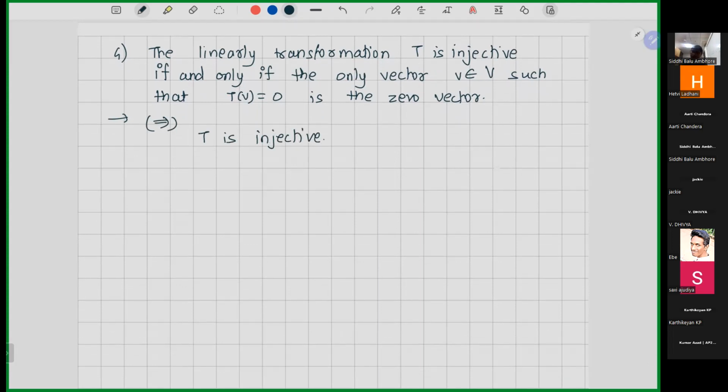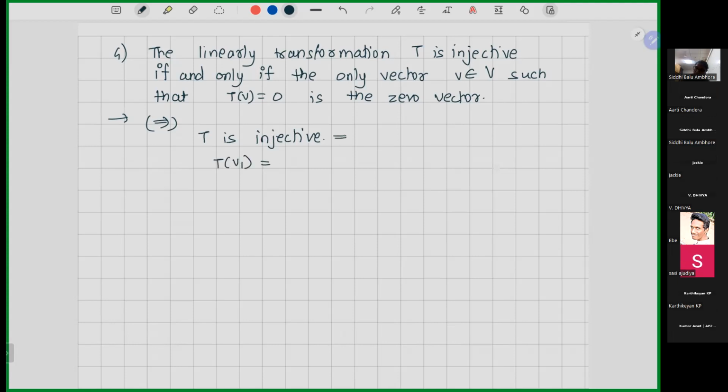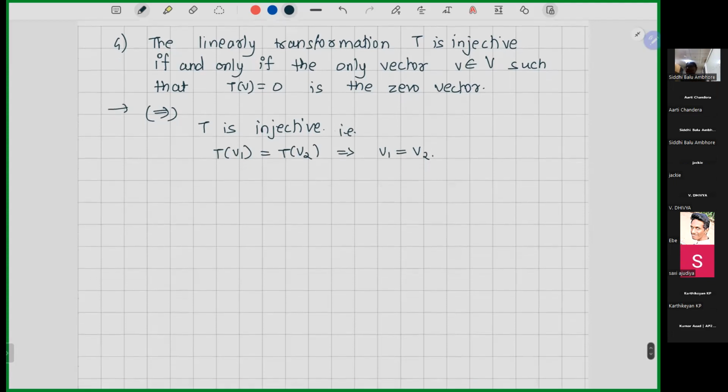And then what does this mean? That is the definition of injectiveness. If the images of two vectors V1 and V2 are the same, then V1 has to be equal to V2. This is the definition of an injective map. Any doubt here?